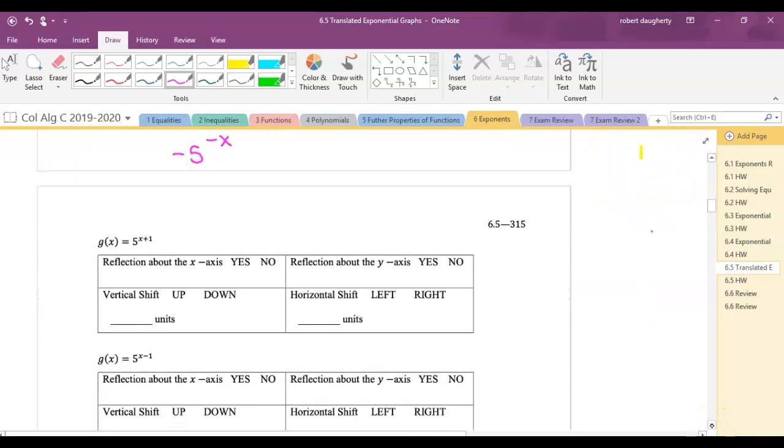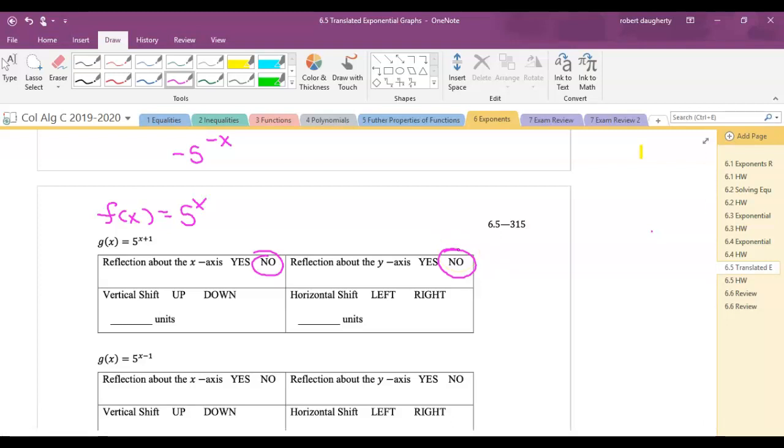I'm transforming from f of x equal 5 to the x. Now, if I go from 5 to the x to 5 to the x plus 1, has this been reflected about the x-axis? No. What would be my indication? A negative in front of the entire equation. Has it been reflected by the y-axis? No. What would be my indication? Yeah, instead of 5 to the x, it would be a 5 to the negative of that.